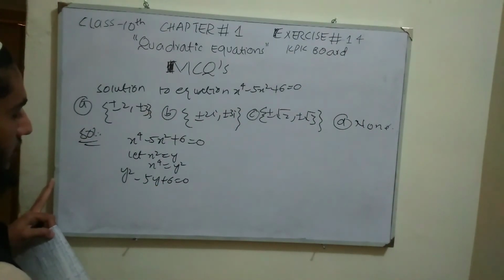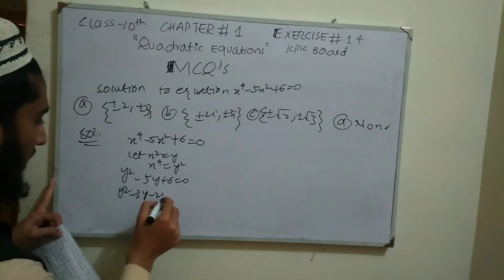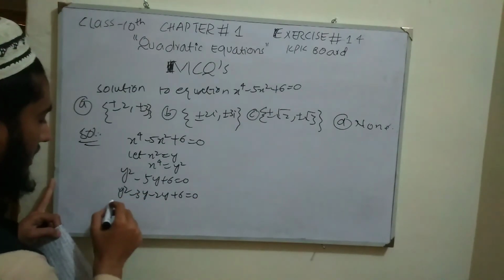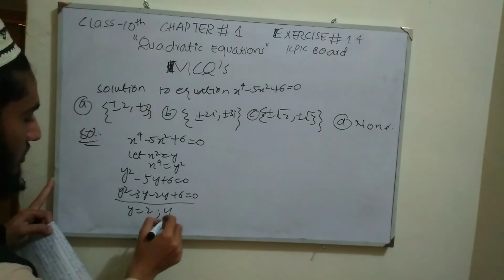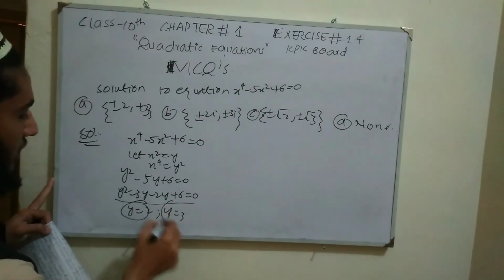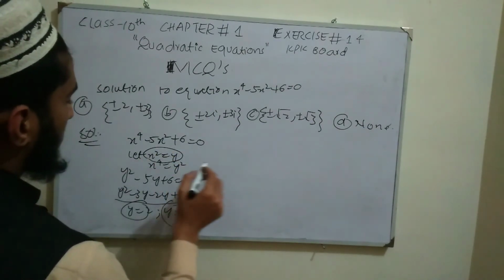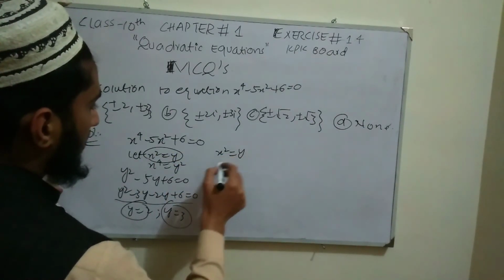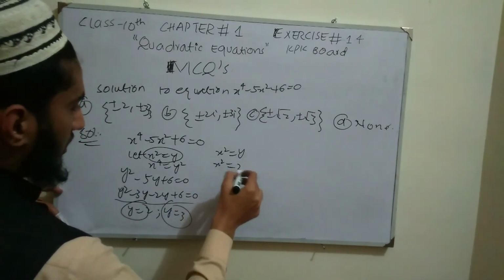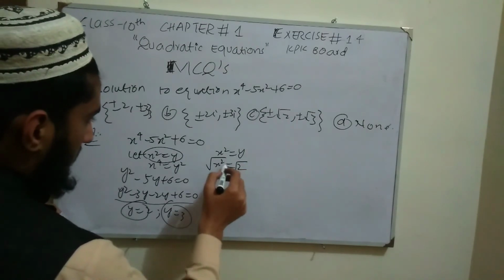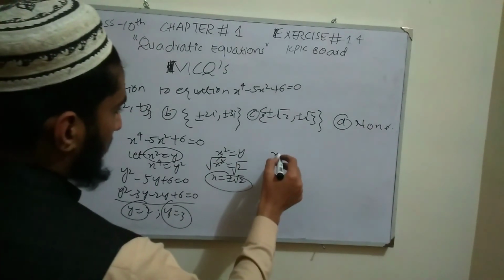Factorize this quadratic equation, so we are left with y square minus 3y and minus 2y plus 6 is equal to 0. Solving this equation, it gives us y is equal to 2 and y is equal to 3. But we are not interested in the value of y, we are interested in the value of x. So we make substitution here. So x square is equal to y. First put the value of y is equal to 2 here, taking under root of. So x is equal to plus minus under root 2.